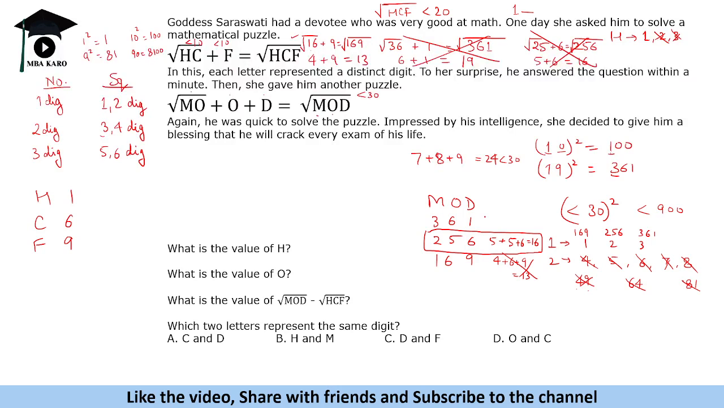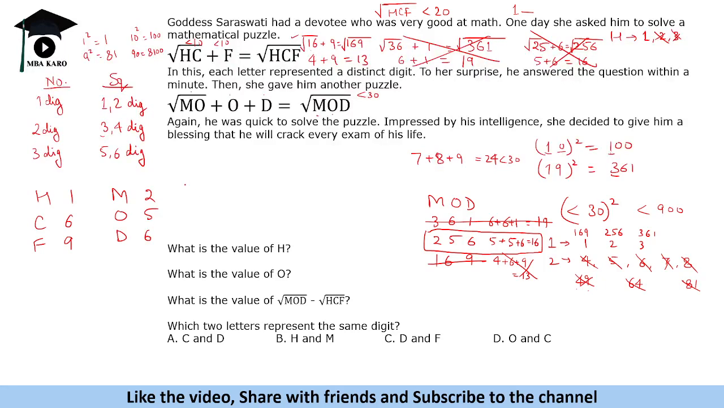If we check the other, root 36 is 6, plus 6 plus 1, and on the RHS we have root 19. So it is not equal. So this is also not true. So the only one that fits is 256. So MOD is 2, 5 and 6.